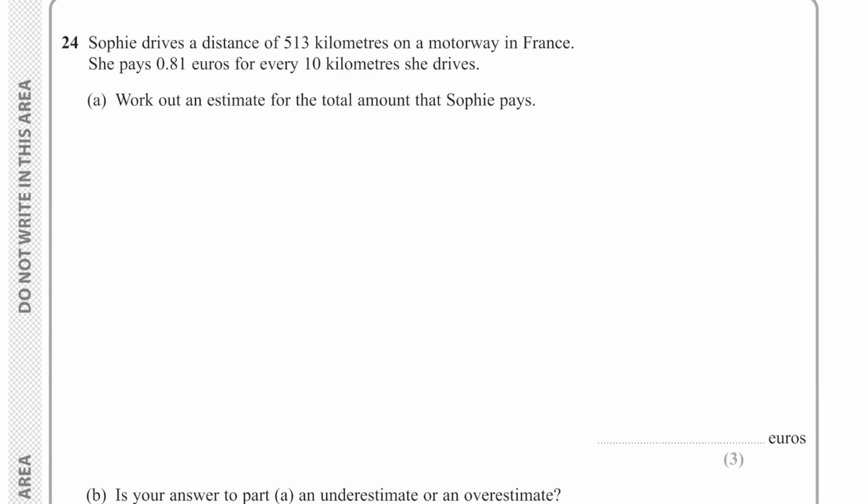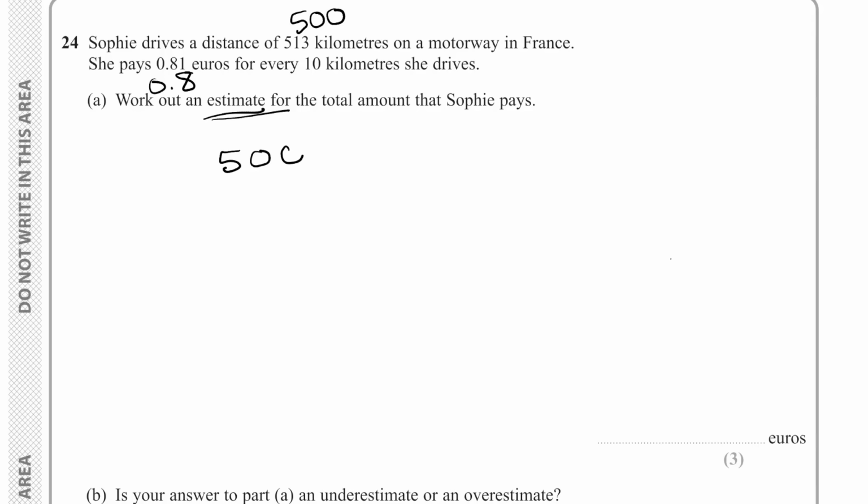Question 24. Sophie drives a distance of 513, it's going to be an estimate, 513 kilometers on a motorway in France. She pays 0.81 euros for every 10 kilometers she drives. Work out an estimate for the amount she pays. So we can round the numbers, or we have to round the numbers, I should say. You don't get the marks unless you round the numbers to make it easier. So we're going to drive 500 kilometers and pay 0.8 euros for every 10 kilometers.